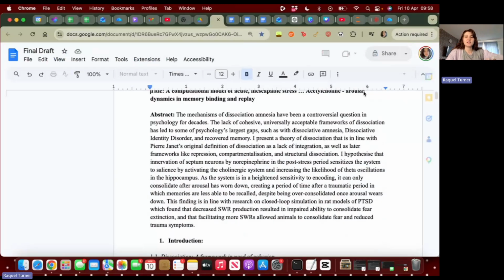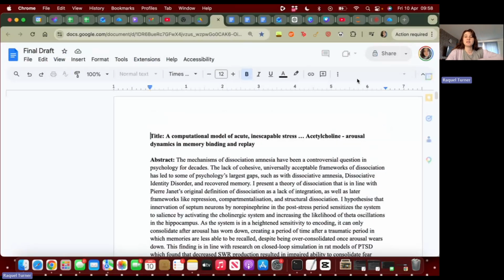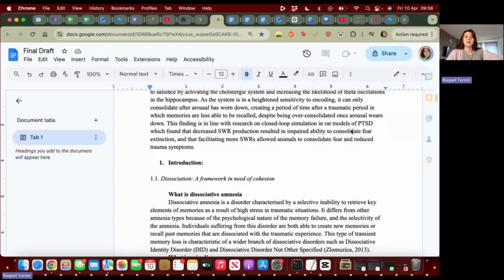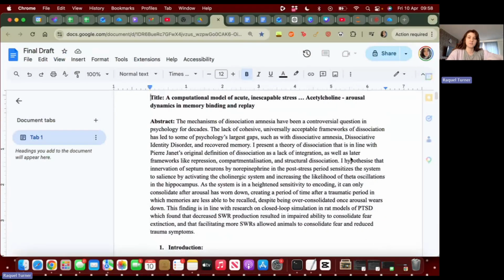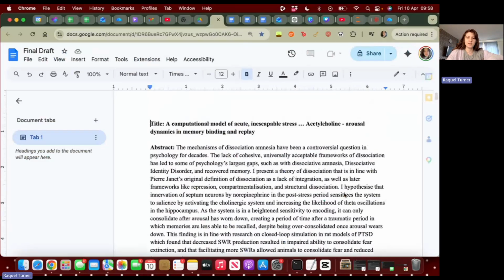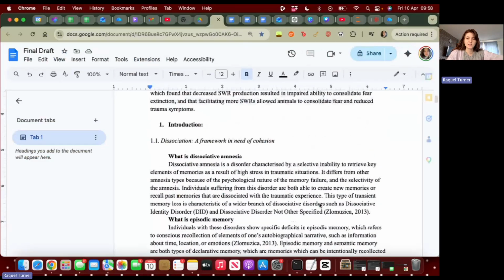The abstract is very bad. The abstract isn't actually written. I just copy pasted it from something else, like a rough draft. So I need to figure out a title. I need to write my abstract.